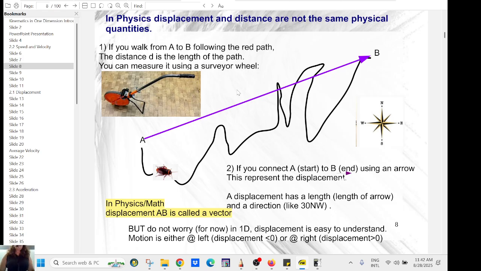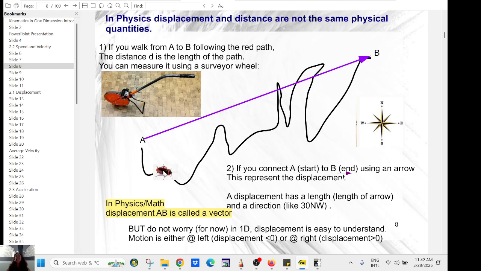Okay. Talking about vectors versus scalars. Okay, so let's say you go. I don't know why I found a cockroach. I don't know why it's a cockroach. Don't ask me. I forgot why.